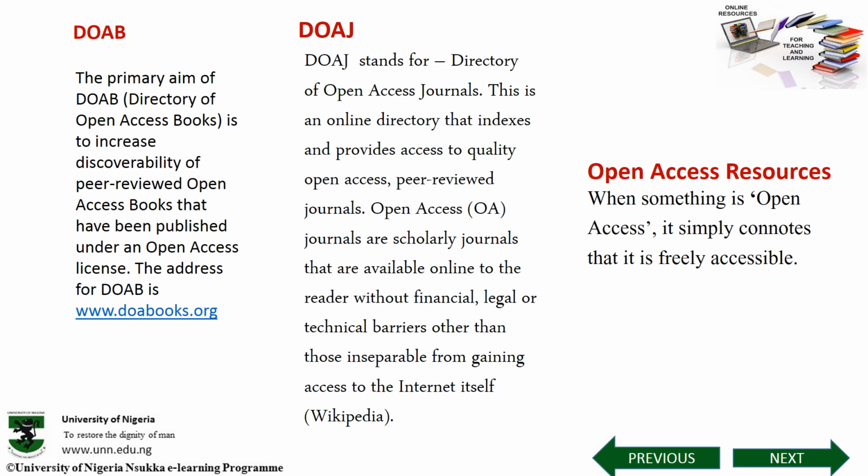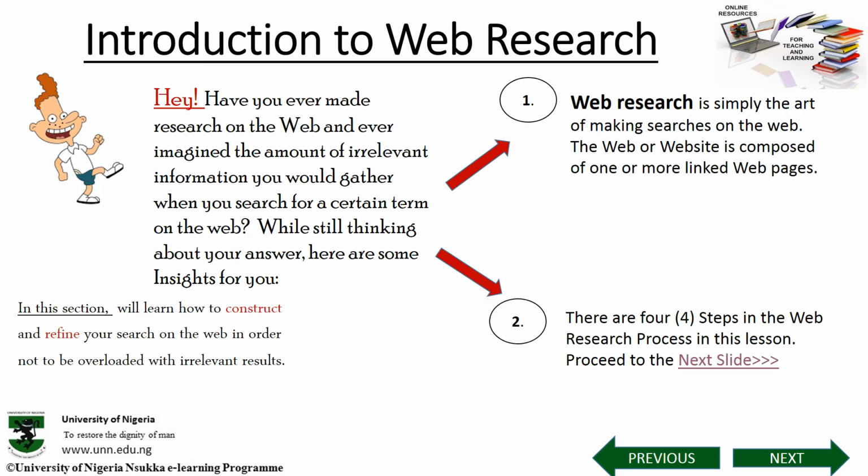DOAJ stands for Directory of Open Access Journals. This is an online directory that indexes and provides access to quality open access peer-reviewed journals. Open access journals are scholarly journals that are available online to the reader without financial, legal, or technical barriers other than those inseparable from gaining access to the internet itself. When something is open access, it simply connotes that it is freely accessible.